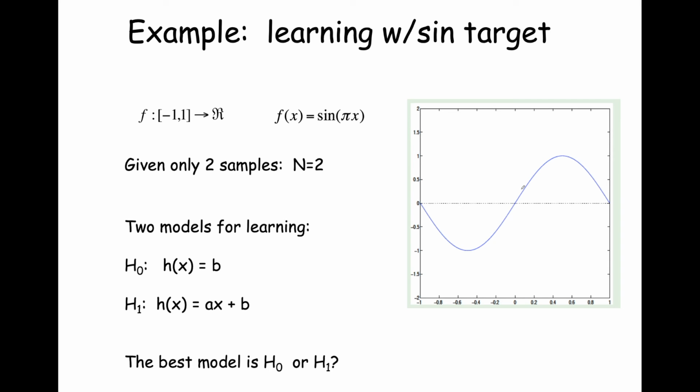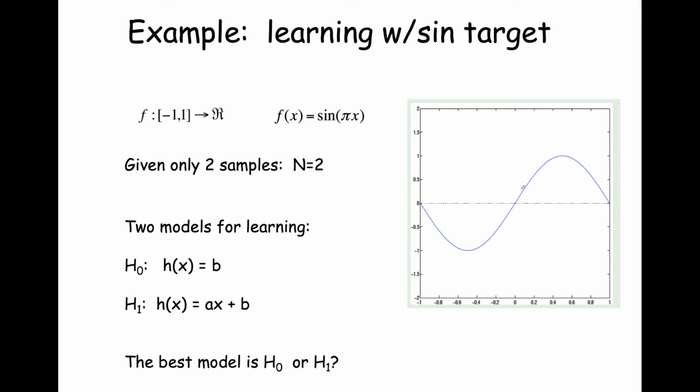We're going to have a constant line, and then we're going to have a line on the plane. So the constant is h of x is just b. It's going to be a line just going straight across. And then h1, our second hypothesis, that's more complex. It's going to be a line. So it's going to have mx plus b, or ax plus b.